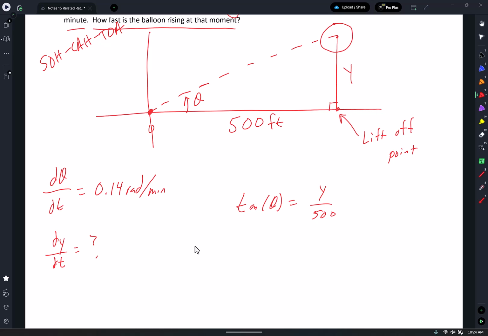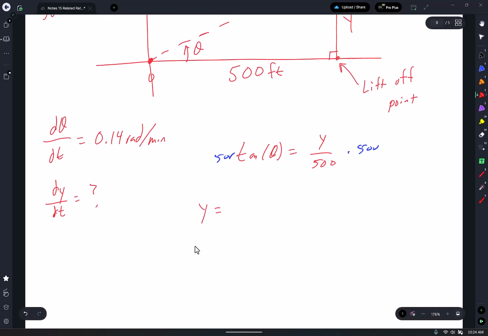Are we okay? All right, next, in this case, I'm going to go ahead and isolate the y because, see, sometimes I don't, sometimes I do. I'm going to multiply both sides by 500. And here's what I get. I'm going to write the y first, guys. So I'm going to write y equals 500 tan theta. Get up to here. Are we still okay? All right. What do we want?